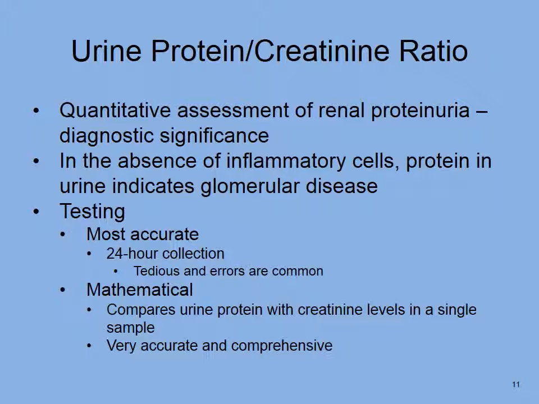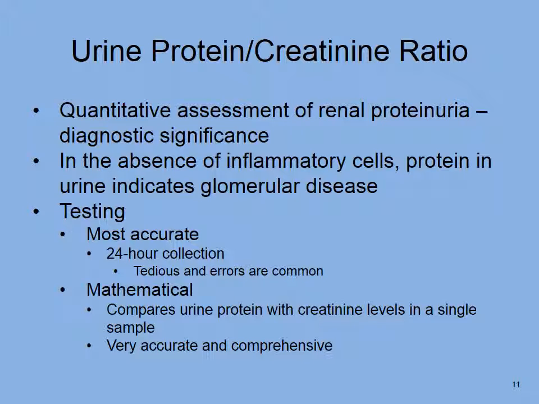Urine protein creatinine ratio. Now this is interesting. It's a quantitative assessment of renal proteinuria. Basically, that means that there's protein in the urine coming from the kidney or because of loss of kidney function. So in the absence of inflammatory cells, protein in the urine does indicate glomerular disease. So that's kidney disease, essentially.